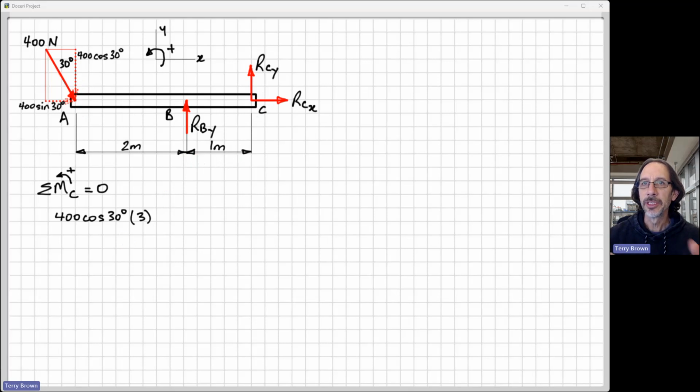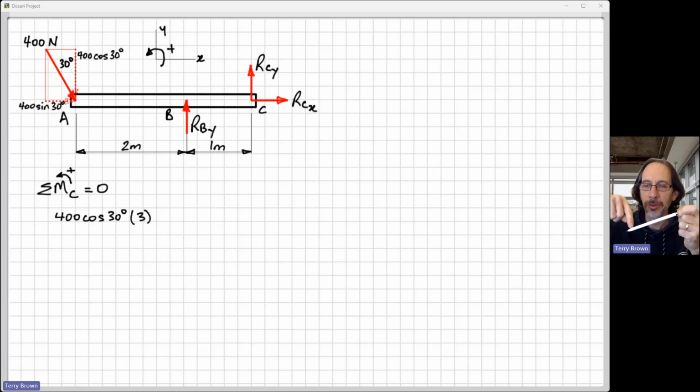Now what we need to do is think about, is this tending to rotate the object or the body clockwise or anti-clockwise? So if I hold it at C here, if I push down on the end where the 400 cos 30 force is, it tends to rotate anti-clockwise about point C, right? I push down here and that causes an anti-clockwise rotation.